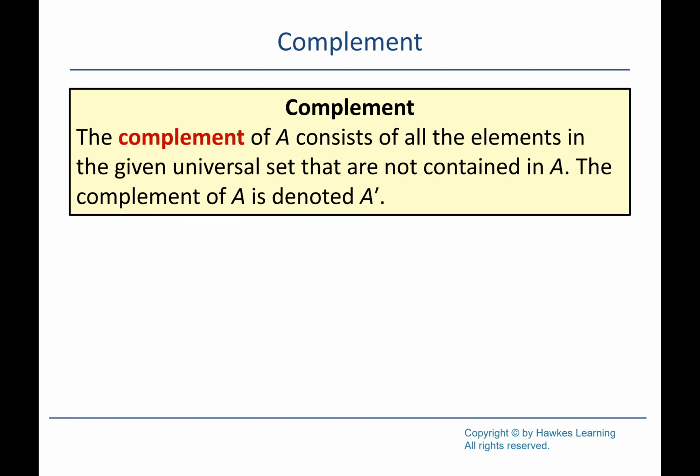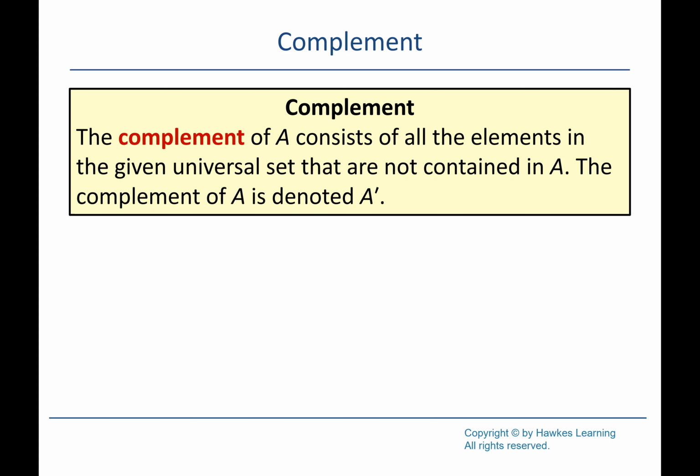And the complement of a set, okay, is the set of all elements in the universe that are not in the original set. So we want the complement of set A. That's going to be all the elements in our universe that are not in set A. You can think about it kind of like the opposite. It's like the opposite of that set. It's everything else, everything that's not in it.